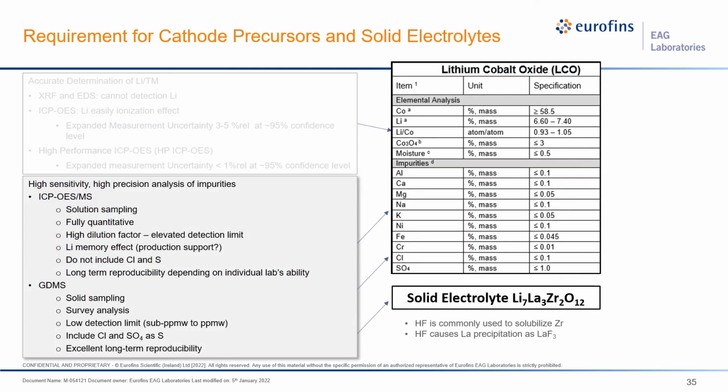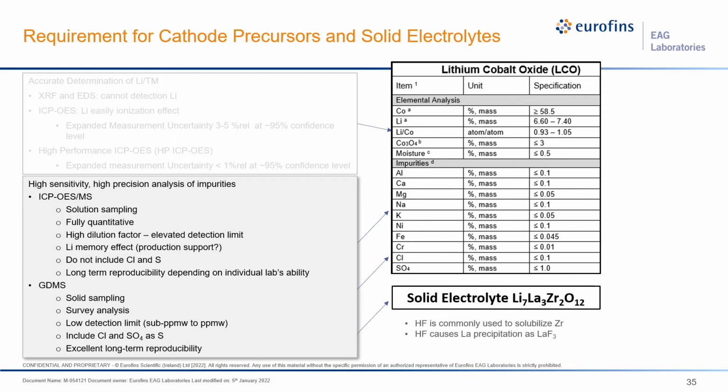Aside from the composition elements, obviously we need to know the impurities as well. Now, those materials, the lithium transition metal oxides such as lithium cobalt oxide, are soluble. So suddenly it opens the door for ICP-MS or OES analysis, and all the advantages of ICP-OES-MS can be achieved, for example, it is fully quantitative. That being said, it doesn't come without limitations.